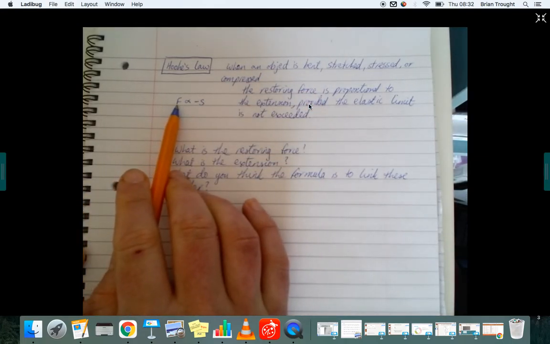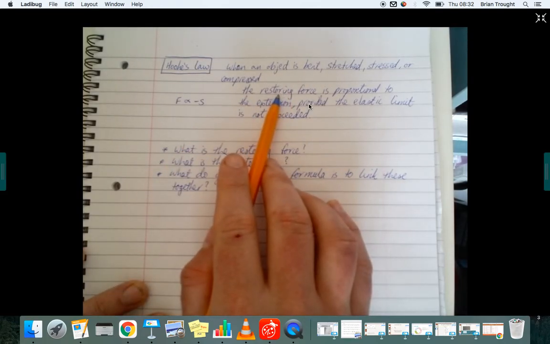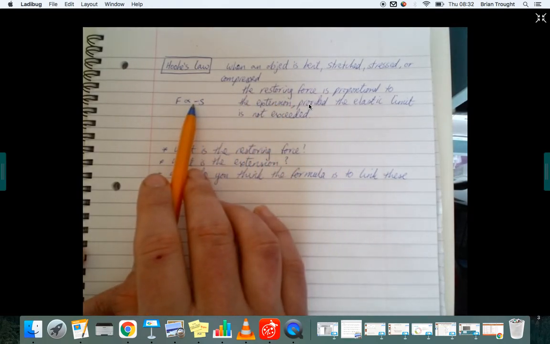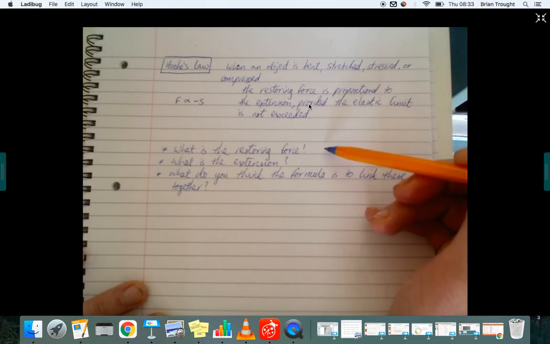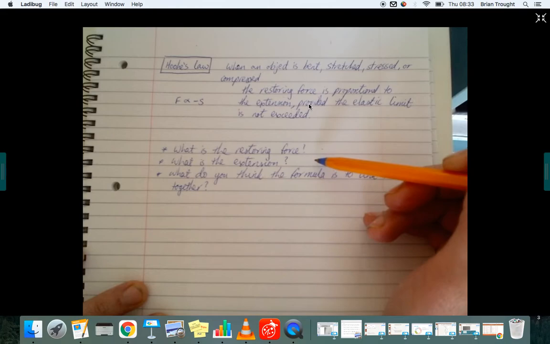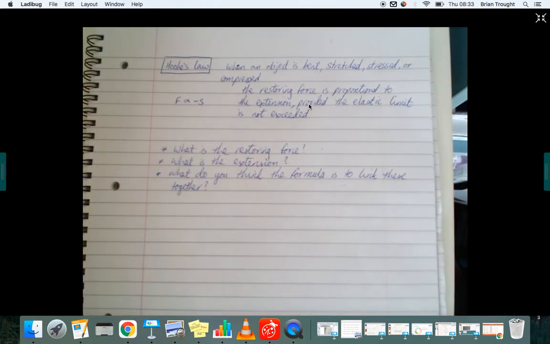So the force is proportional to the extension, but the restoring force is a little bit different, and we'll see that in a moment. The restoring force occurs in the opposite direction to the extension, which is why we've got a minus there. Now the questions you should be able to answer at the end of this video are what is the restoring force, what is the extension, and well, I've done that already. What do you think the formula is to link these together? F is equal to minus Ks.